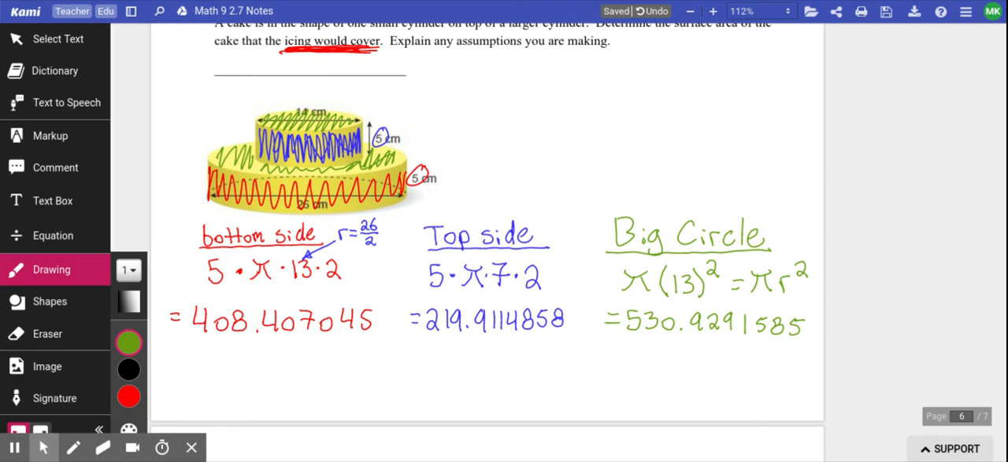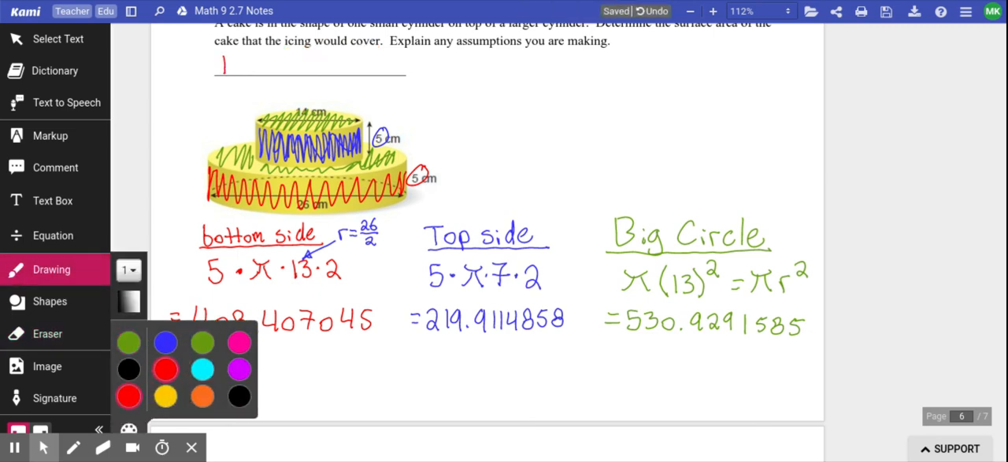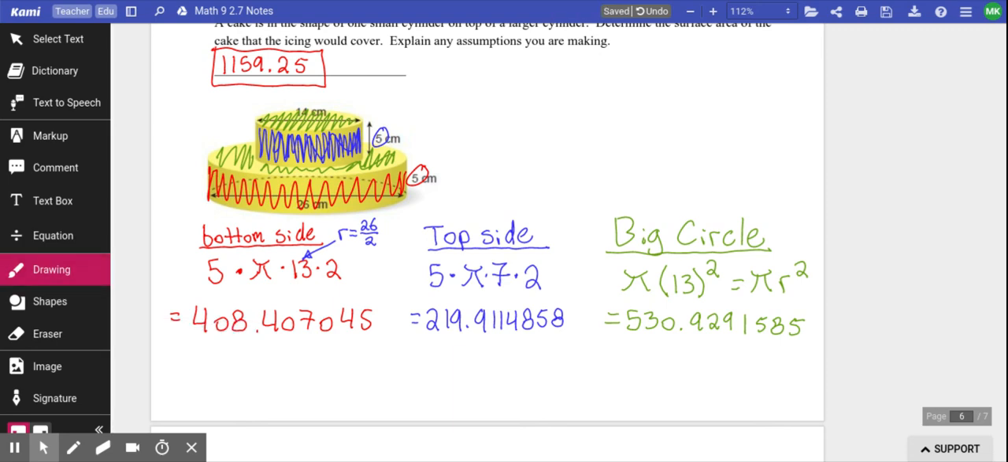The area of the entire cake is every single thing added up. So if I add those numbers, you get your final answer, which I'm going to write on the top, of 1,159.25. I added all these.